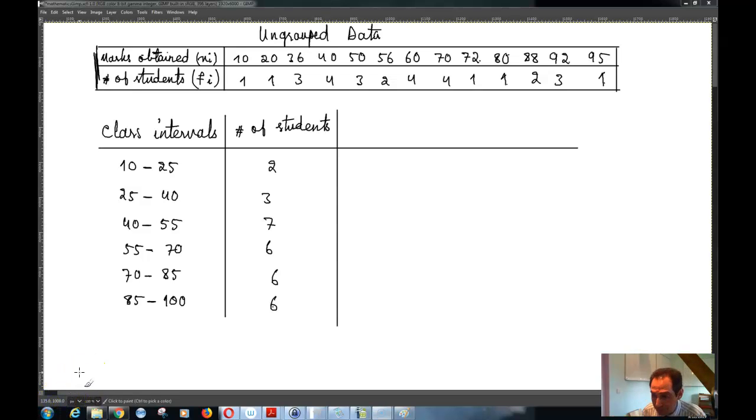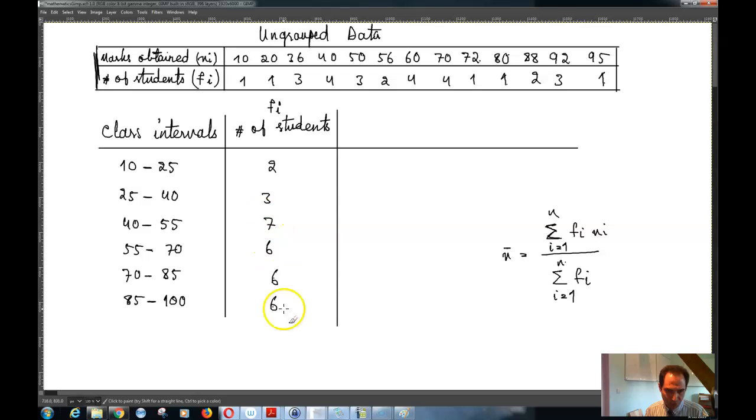Now basically we have all of these frequencies related to these class intervals. If I call this, for example, f of i, you saw in that formula that x bar is equal to sigma f of i times x of i, as i goes from 1 to n, over sigma f of i as i goes from 1 to n. So I need my sigma f of i, which I could calculate from here.